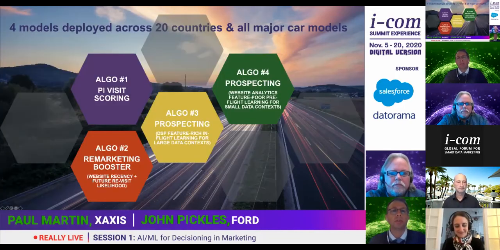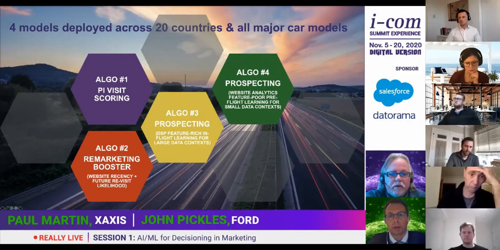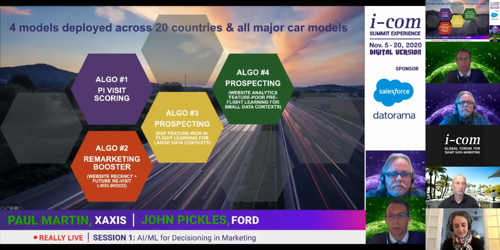So we went away and took a look at what we could do differently. First thing we looked at was remarketing. This is advertising to people who've recently visited Ford's website, and we have an algorithm for that, algorithm number 2 on this slide. At the time, that was just looking at recency: for people who had been to the website recently, we would bid a higher price for impressions. What we wanted to do was keep the recency, but also layer in the likelihood for somebody to come back to the website.